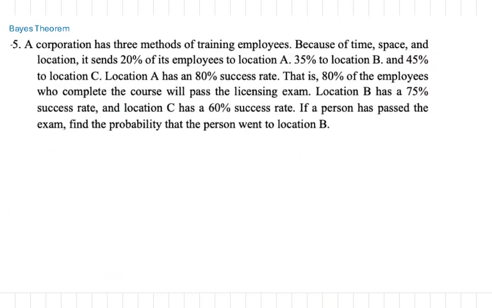Okay, let's try another one. We've got a corporation. It has 3 methods this time of training its employees. And we've got location A, location B, location C, and different success rates at each location. In general, I would advise go to the bottom of the question and read what they're asking, and that will help us set up everything else. So it said, if a person passed the exam, so they're saying, look, what is the probability that given that you passed the exam, that you came from location B?